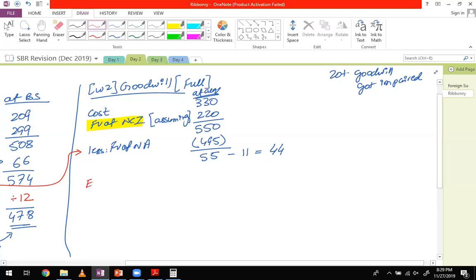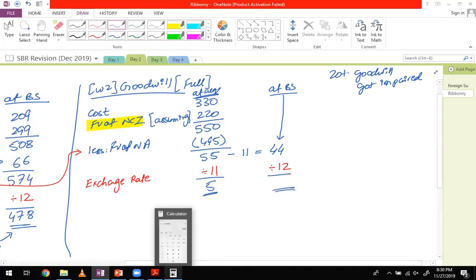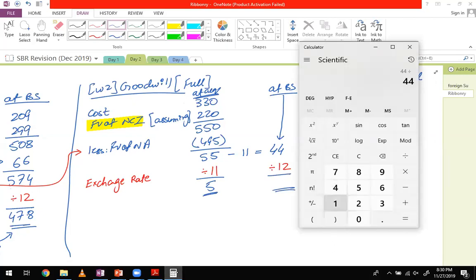So we need to apply the exchange rate onto this to convert these values into dollars. And again, we are going to use two different rates because the goodwill at acquisition was different and goodwill at the balance sheet is different. At the balance sheet, the goodwill is now 44 after the impairment. So 55 divided by 11, the goodwill is going to be 5 at the date of acquisition. But by the balance sheet date, the goodwill reduced to 44 divided by 12, which is going to be $3.7 million.